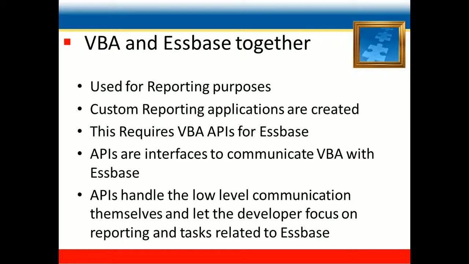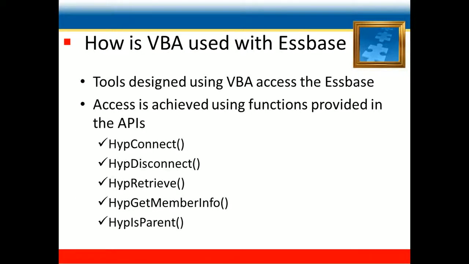So this requires VBA APIs for EssBase. Whenever we need to develop applications which have VBA and EssBase together, we have the requirement of VBA APIs for EssBase. APIs are application programming interfaces, and being interfaces, they communicate VBA with EssBase. APIs handle the low-level communication themselves and let the developer focus on reporting and tasks related to EssBase.